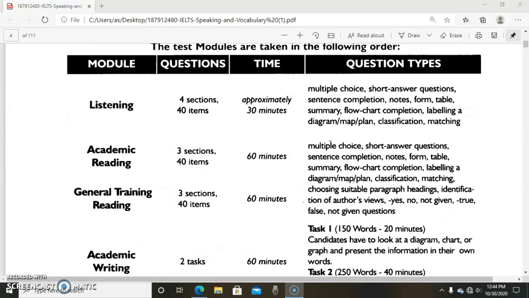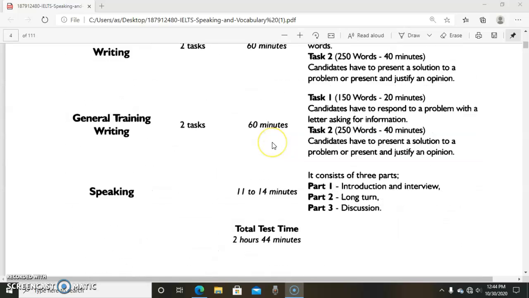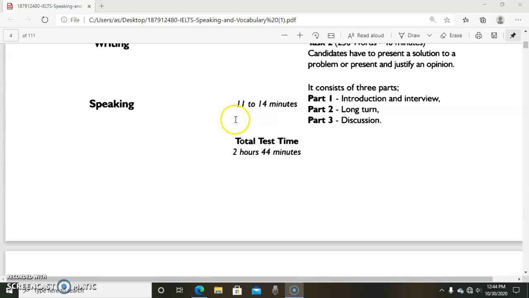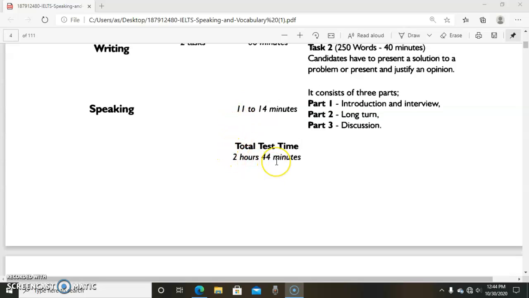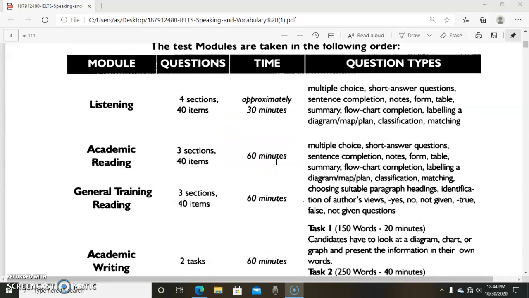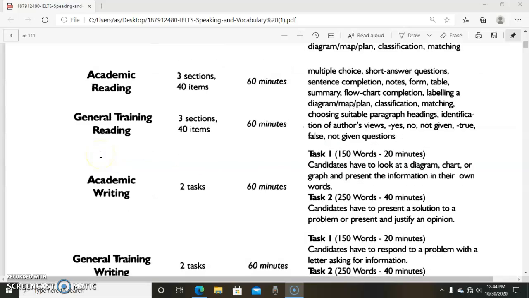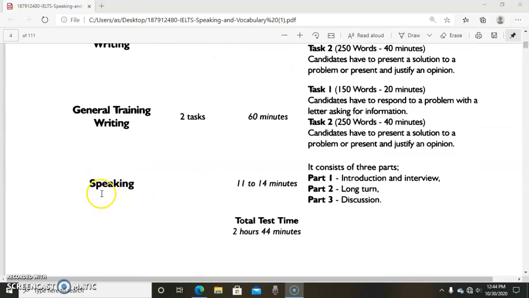So the format will go like this. The total test time is 2 hours and 44 minutes, and these 2 hours 44 minutes are divided across the skills, right? Listening, reading, writing, and speaking.